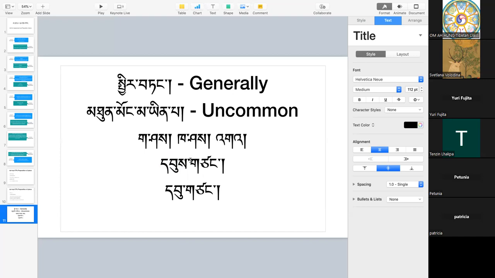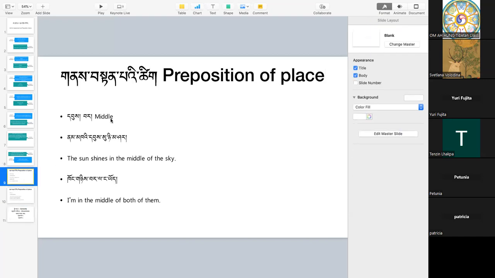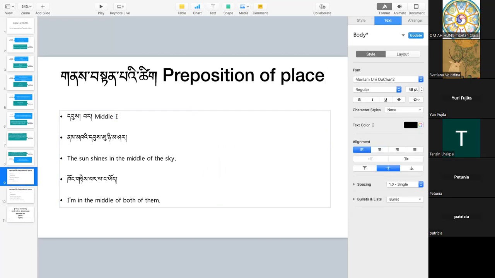Yuzhang. So it also means middle, and sometimes it also means center, depending on the usage. And then par, which means middle. So u and par mean middle. So the first sentence, namke usu nimashar, which means the sun shines in the middle of the sky.